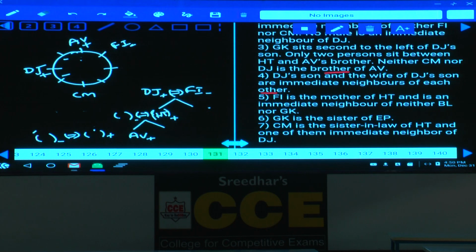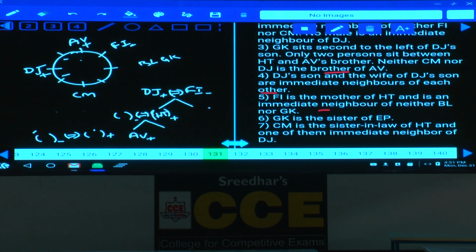Immediate neighbors of each other means this HD, and HD is 1. Fi is the mother of HD. Fi is the mother and is an immediate neighbor of neither BL nor GK. Now BL and GK cannot be in these 2 places. Then GK is the sister of EP. Now this GK is the sister of EP.